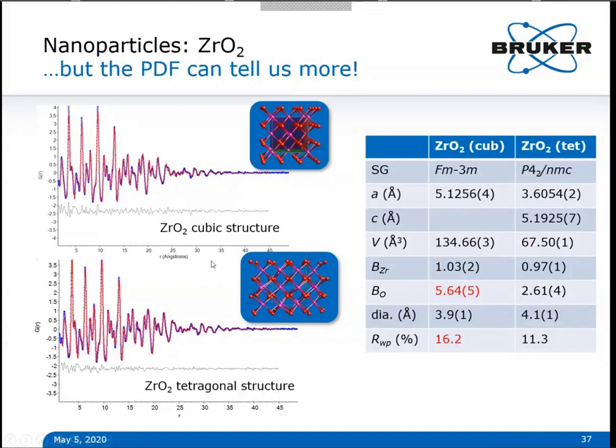This is something you can also model. And this was done here in this case by modeling the damping of the PDF signal. The crystallite diameter can be modeled and calculated as well. I think that's quite nice, that you can see directly the influence of the crystallite size in the PDF.